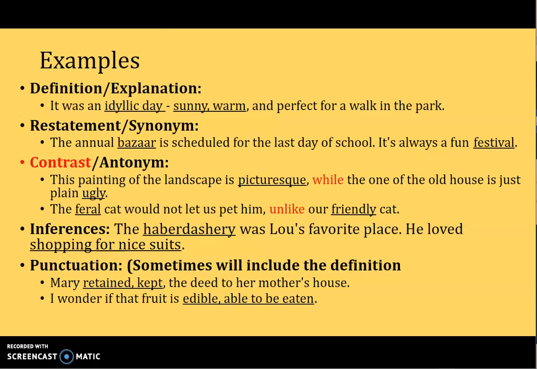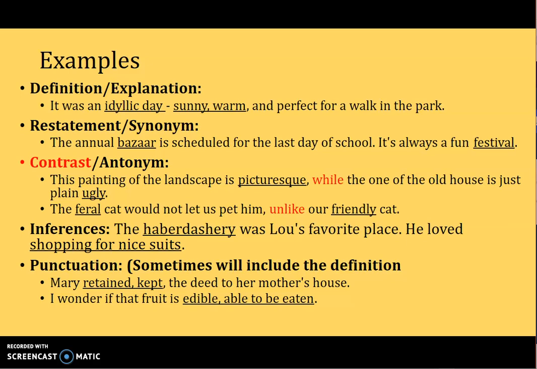So a quick example. Definition: it was an idyllic day, sunny and warm, a perfect day for a walk in the park. So it's saying that it's an idyllic day. Obviously, it's a wonderful day outside. So restatement, they're going to say it again. The annual bazaar is scheduled for the last day of school. It's always a fun festival. So you can figure out that bazaar is a festival. So using the context clues, what's in the sentence, you can figure out what the word means.